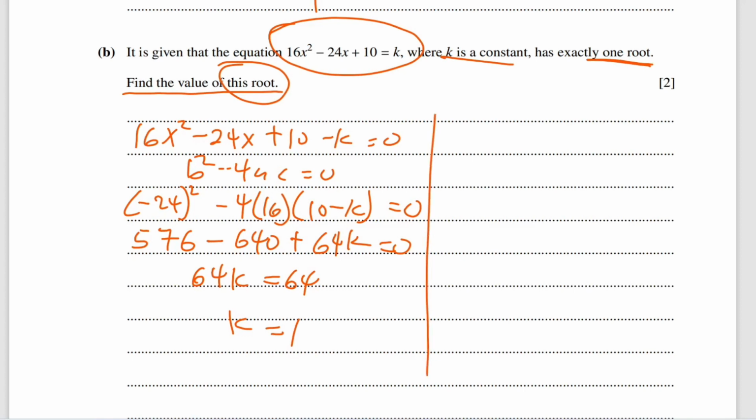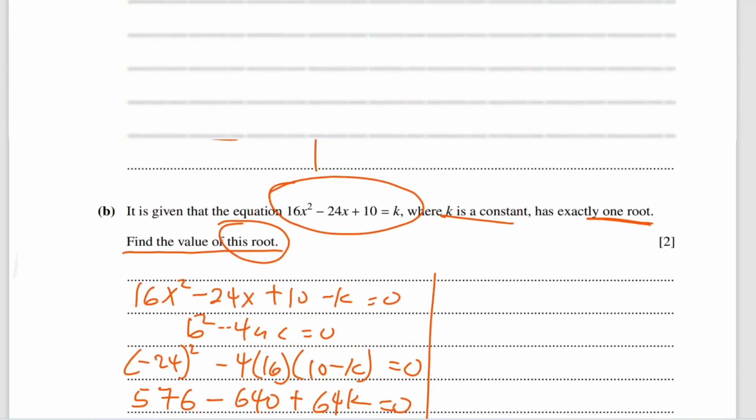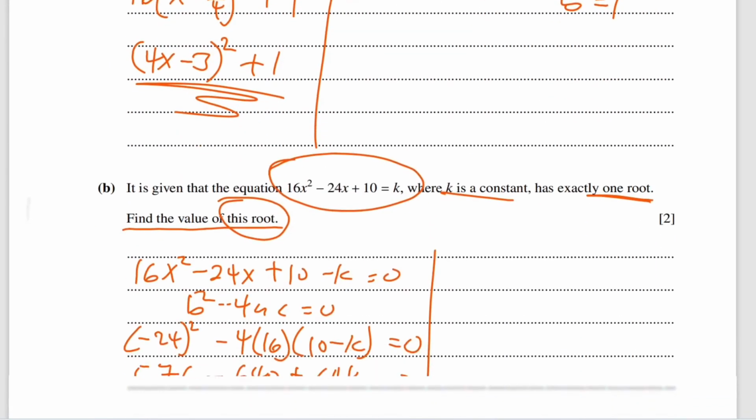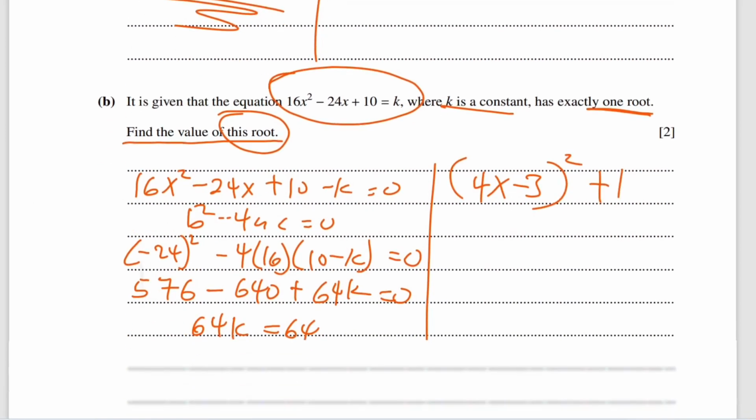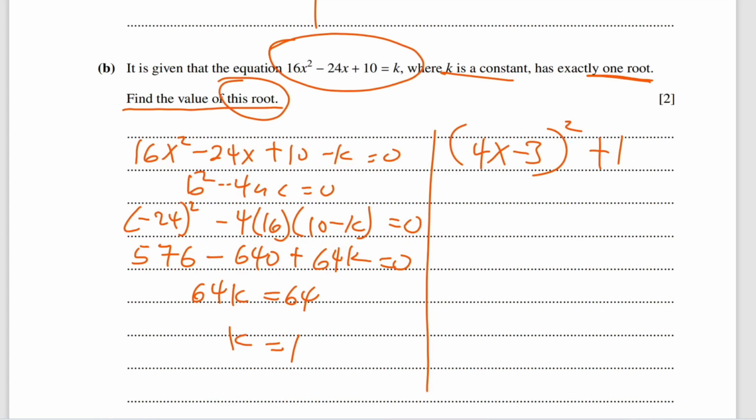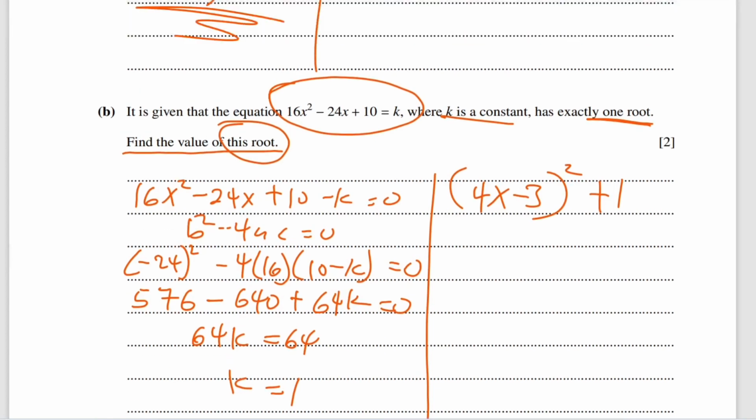But that's too long. So what I want you to do, because they made you find the a part for a reason. So if you have 4x minus 3 all square plus 1, remember, if you should sketch this quadratic, the quadratic is going to be something like this. Okay, the turning point is something like this.